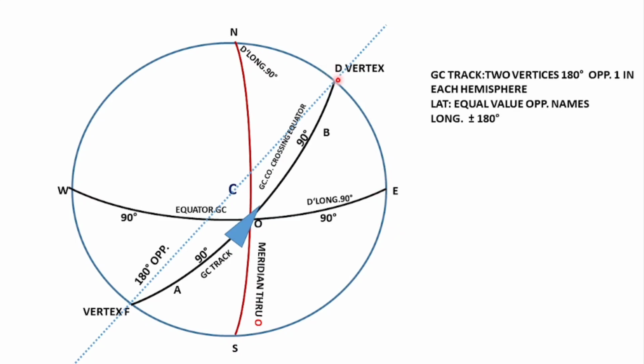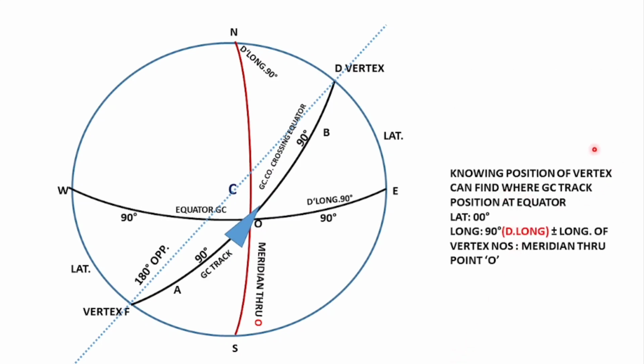Here the latitudes will be the same in value, but the signs will be different. And longitudes are 180 degrees apart. From here to here is latitude. From equator to the point is latitude. So the latitudes will have the same value, but the hemisphere they lie in will be opposite.